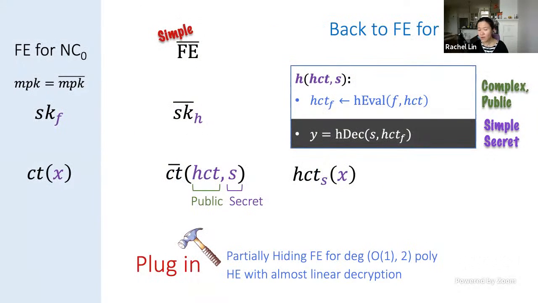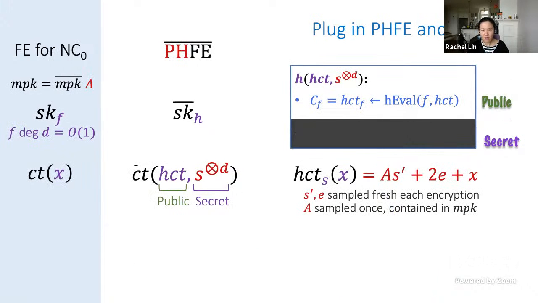Okay, so these are the two tools that we're going to use. Let's see what happens when we plug them back into this framework for constructing FE for NC0, and whether we solve the problem. The idea now is that we're going to use exactly this simple homomorphic encryption, where the ciphertext is A times S prime plus 2E plus X. The secret key can only be used once, and this S prime and the noise are just sampled fresh at each encryption time. The public matrix A is sampled once and contained in the master public key.